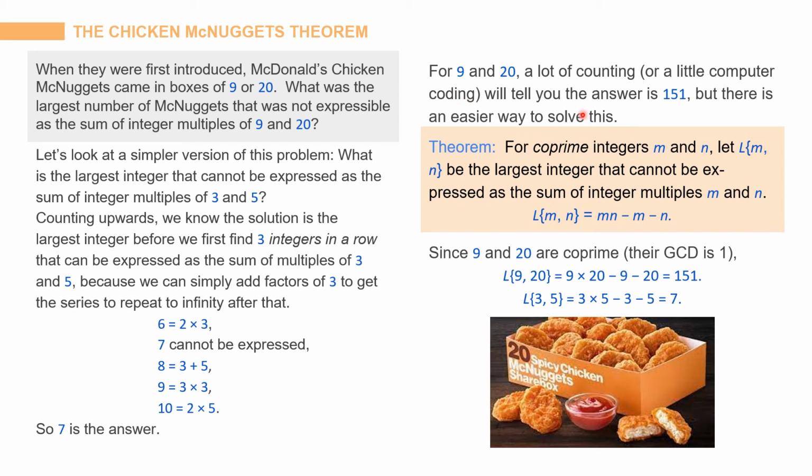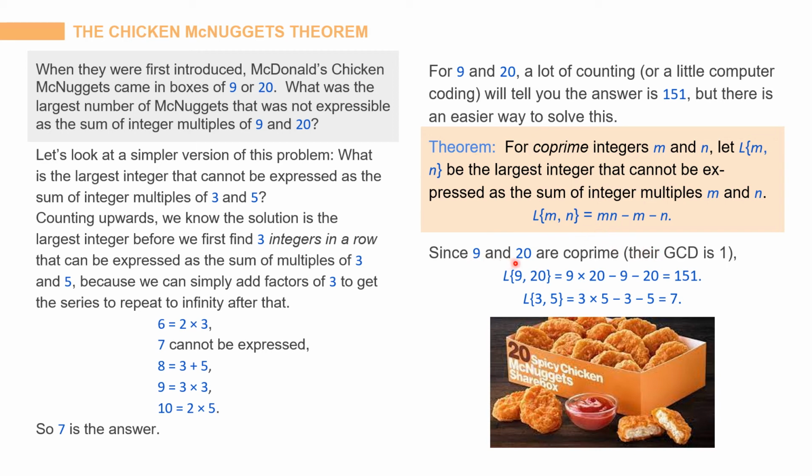Well, there's a theorem. For 2 coprime integers, m and n, let L of curly bracket m and n be the largest integer that cannot be expressed as the sum of integer multiples of m and n. L of m and n is equal to their product minus m minus n. So it's important that the 2 numbers be coprime to use this theorem. In other words, their GCD is 1.